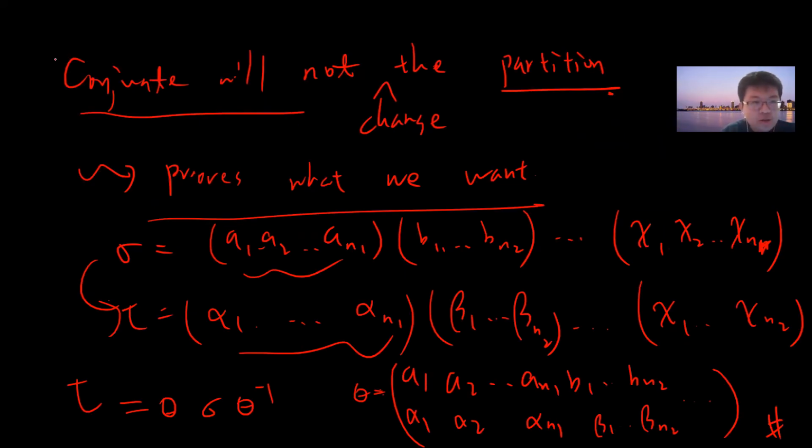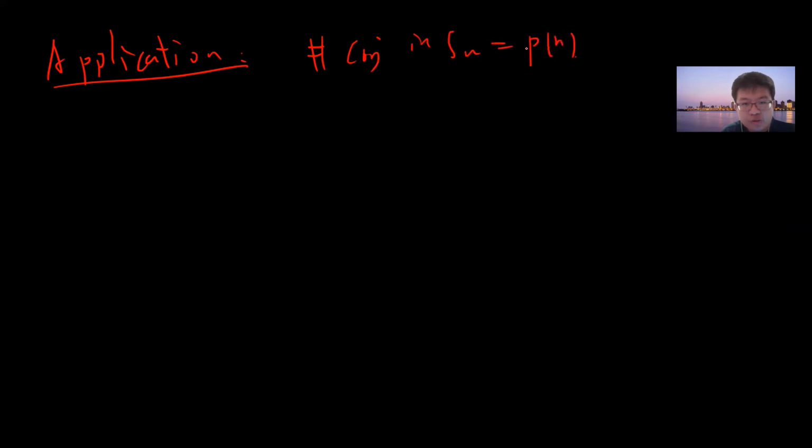So let's do an application. There are two applications that I think are very trivial. The first application is that our results tell you the number of conjugacy classes in Sn is just p(n), the number of partitions of n. So let's use this theorem to answer a question. What is the conjugacy class?